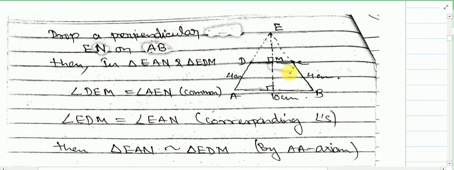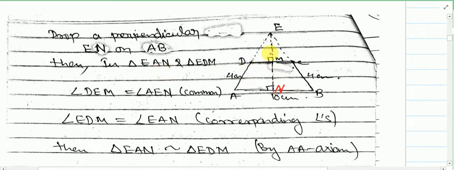Now we have to find the height, the distance between CD and AB. So for that I will drop one perpendicular from E on AB. Okay, so drop a perpendicular EN on AB. I forgot to write N, so this is N over here.